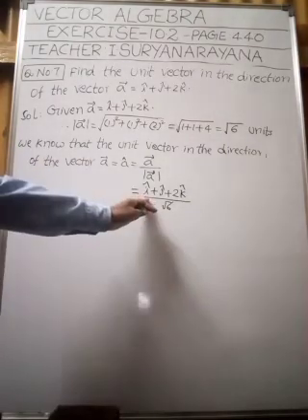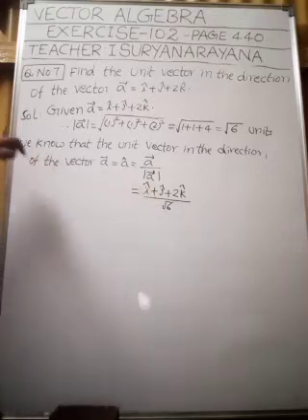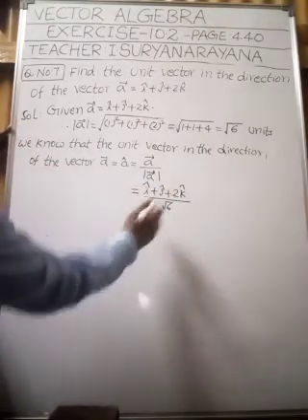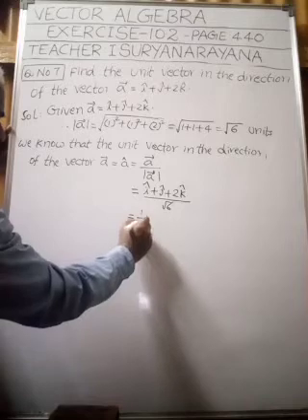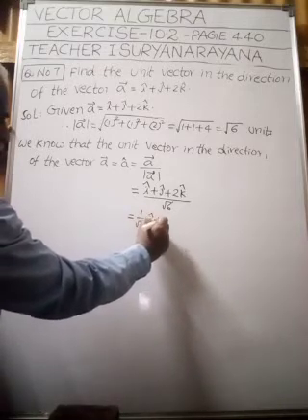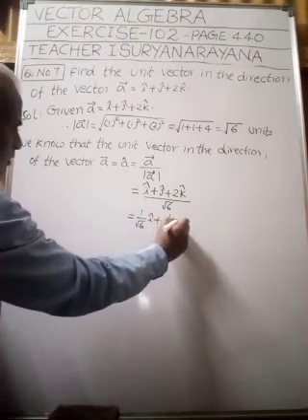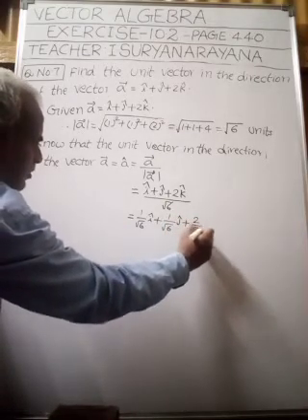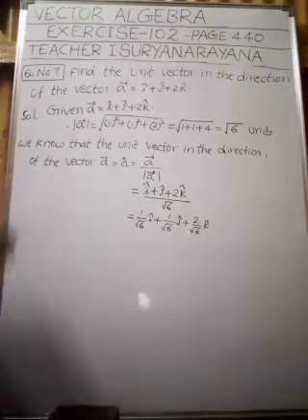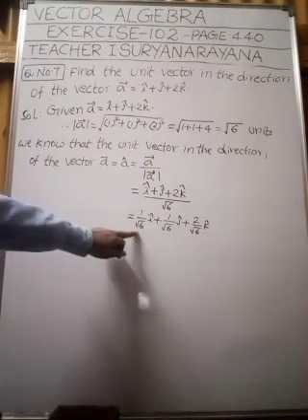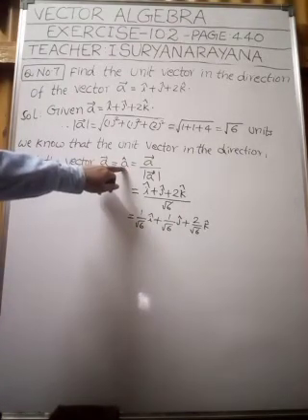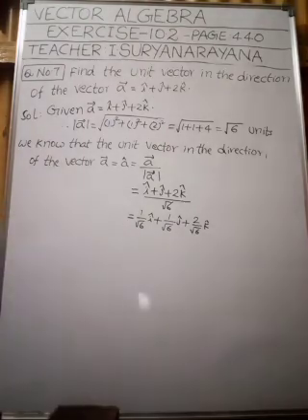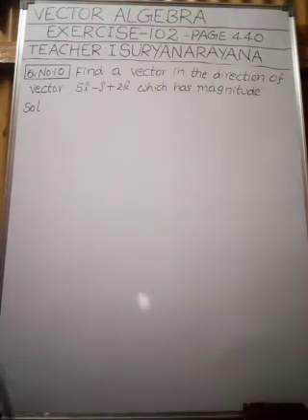Now let us write this fraction as three fractions. Let us split into three fractions. So 1 by root 6 i cap plus 1 by root 6 j cap plus 2 by root 6 k cap. Understood, my dear children? This is the unit vector in the direction of a bar. Okay, my dear children? Right.